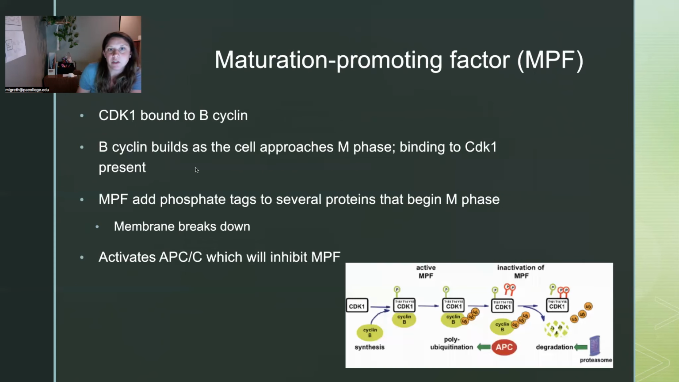All right, so the maturation promoting factor, MPF, is CDK1 bound to B cyclin. The B cyclin builds as the cell approaches this M phase, binding to the CDK1 that is present. The MPF will add phosphate tags to several proteins that will begin M phase, which is the membrane breakdown. MPF building up also activates the APC/C, which will actually inhibit MPF then.